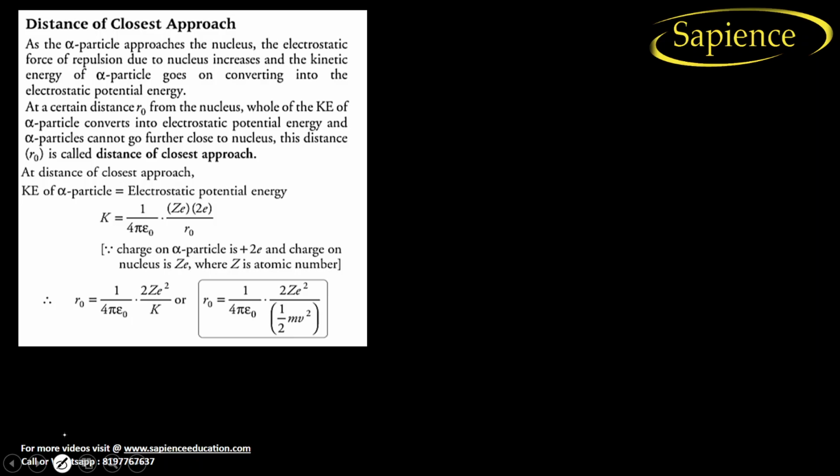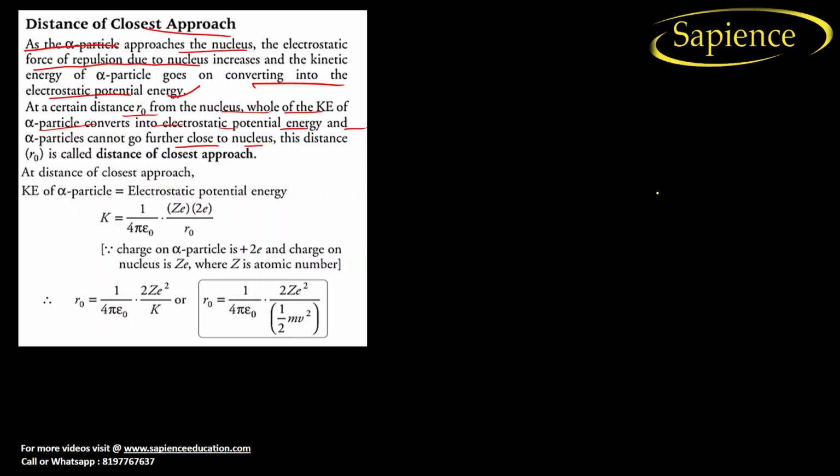Now let us understand what is the distance of closest approach. As the alpha particle approaches the nucleus, the electrostatic force of repulsion due to the nucleus increases, and the kinetic energy of the alpha particle goes on converting into electrostatic potential energy. At a certain distance r0 from the nucleus, the whole kinetic energy of the alpha particle converts into electrostatic potential energy, and the alpha particle cannot go any closer to the nucleus. This is called the distance of closest approach.